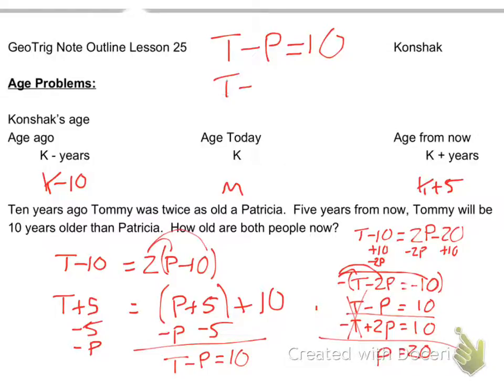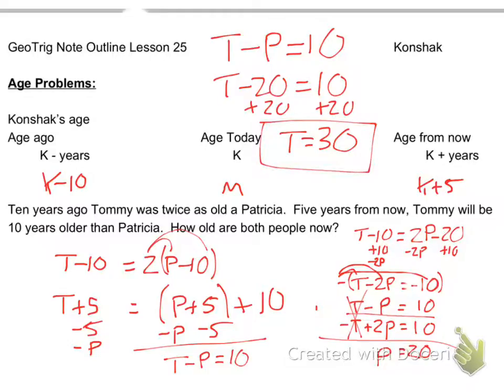P is 20. So I add 20. Tommy is 30. Patricia is 20 currently. And so remember, all we're doing was setting up a system and solving it. I do not want to see a guess and check, because there is a way to solve this, and we just showed to solve this using mathematical ways that I'll be right the first time, every time, versus checking 100 different ages. Okay?